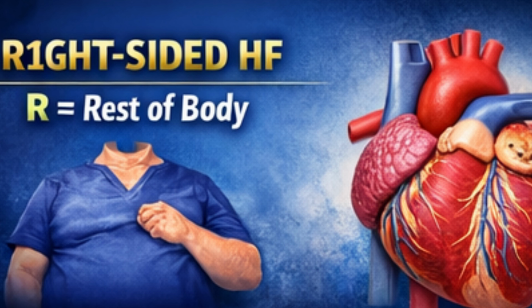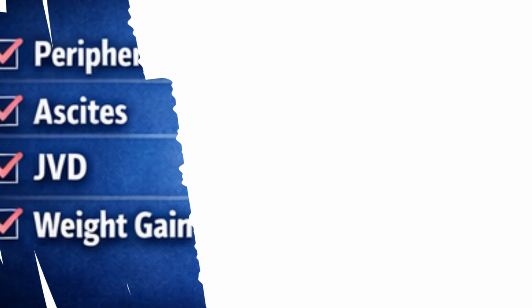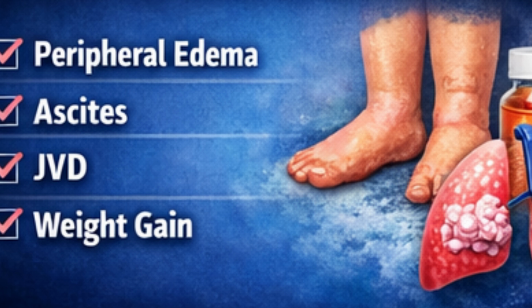Right-sided heart failure occurs when the right ventricle fails, causing blood to back up into the systemic circulation. Symptoms of right-sided heart failure include peripheral edema, ascites, jugular vein distension, and weight gain.